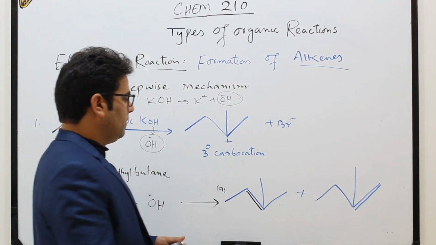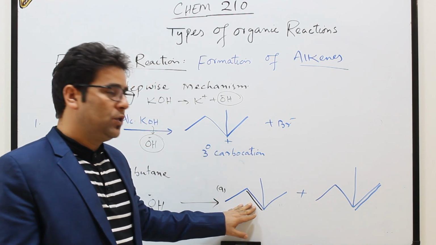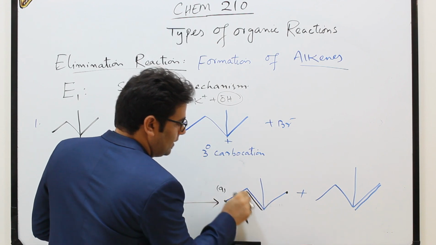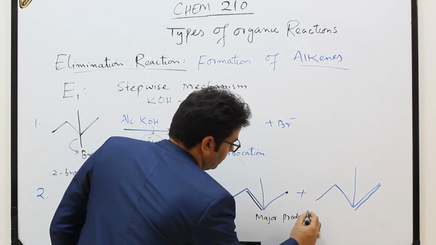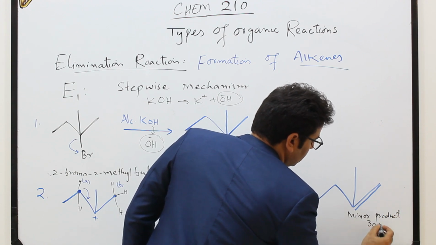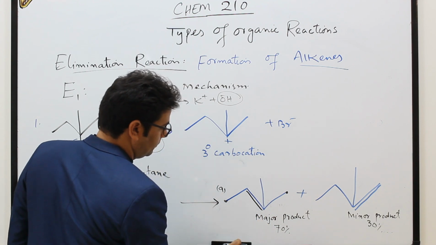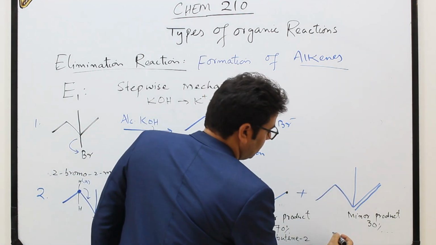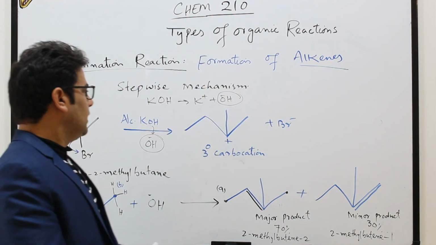Now as per Zaitsev's rule, what they are saying is the highly substituted alkene is the major product. If you see here, this is beta hydrogen, more hydrogens attached near the double bond. Here only this hydrogen. So this is the major product, near about 70%, and this is the minor product, near about 30%. What will be the name of this compound? 1, 2, 3, 4. 2-methylbutene 2. And the name of this compound? 2-methylbutene 1. This is about E1.